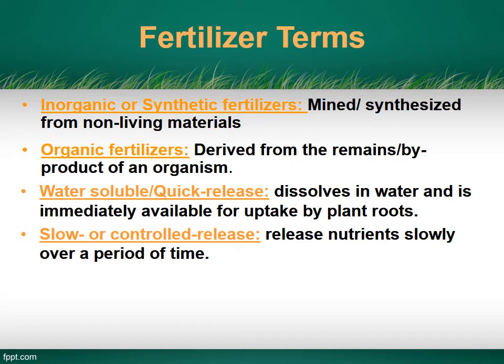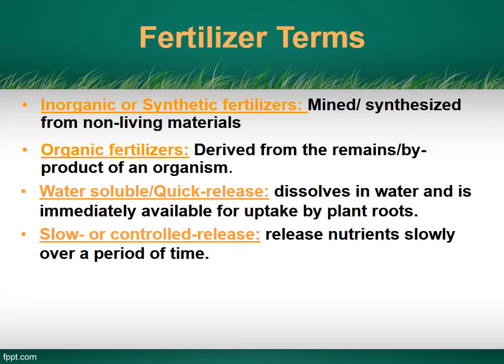Organic fertilizers are derived from the remains or the byproduct of an organism. There's a lot of different organic fertilizers. Some of them are byproducts from different processes. You can get things that are made from feather meal, which actually comes from animal feathers. Blood meal, which is processed from animal blood, very high in nitrogen. Bone meal, which comes from animal bones, byproduct of slaughterhouses.